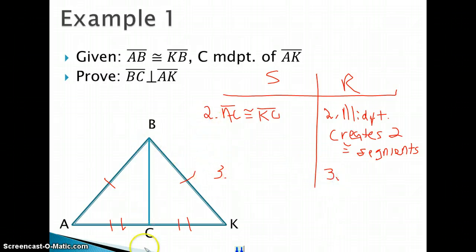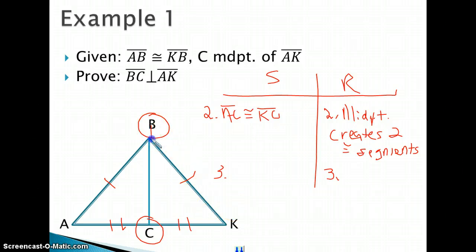So if we look at the points B and C, those are really interesting points to me. B is the same distance from A as it is from K. And I know that because these segments are congruent. So B is considered equidistant from A and K. The same thing can be said about C. That C is the same distance from A as it is from K, because those segments are congruent. So what I have are 2 points, B and C, that are both equidistant points to A and K.